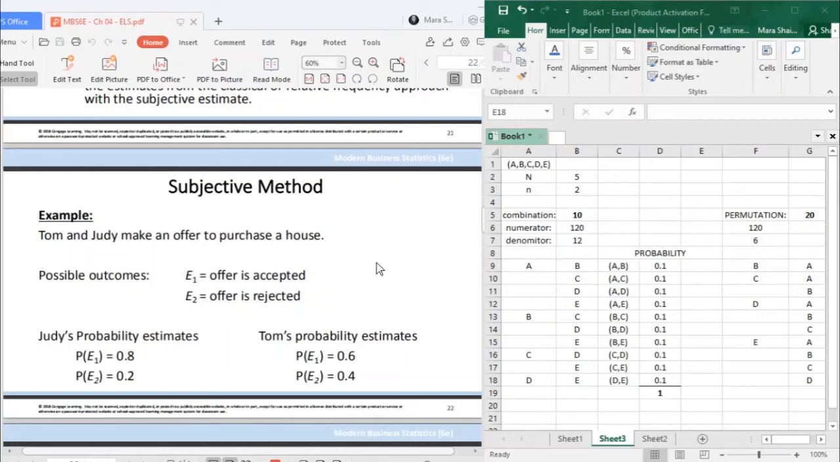So, we can say that maybe Jody sees or observes something, a factor in her decision to give a high acceptance probability compared to Tom. Or maybe Tom is more conservative. That is why he is thinking that there is only a 60% chance that it will be accepted while 40 is not. So it would depend on the person making the estimates. So that is your subjective method.